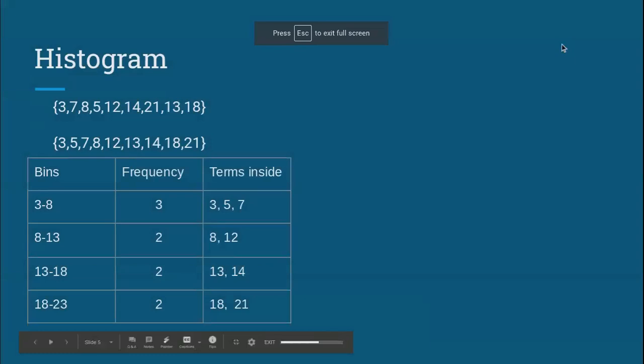So, ladies and gentlemen, a histogram is, again, akin to a bar graph, except it does not have gaps because the data is continuous. So we will see. Now, my bins, I started with the lowest number and I just went up 5. So each bin is 5 units apart. I started with the lowest number, 3.